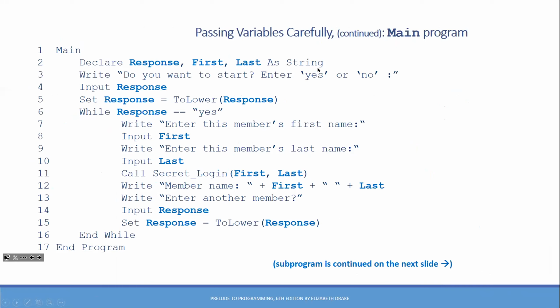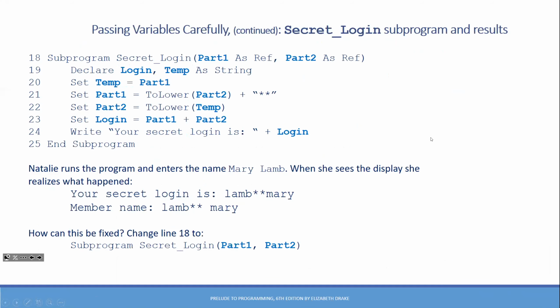She's going to start out declaring some variables and then prompting, do you want to start? If they say yes, then she's going to ask them to enter the member's first name and last name. And then she's going to call her function secret login, and she's going to pass in the first name and the last name. When that secret login function is done, she's going to print out the member name and ask if they want to enter another. So let's go look at that secret login function. Now, this is saying that it's going to accept these parameters as reference. So that means that if it updates them, the update is going to be available to the main.